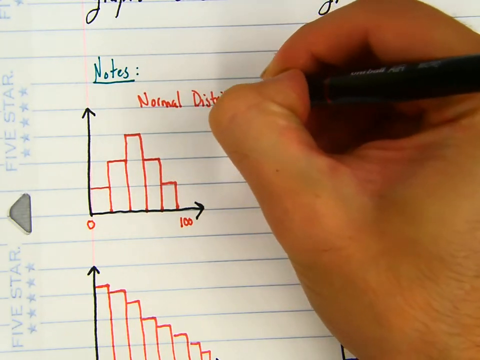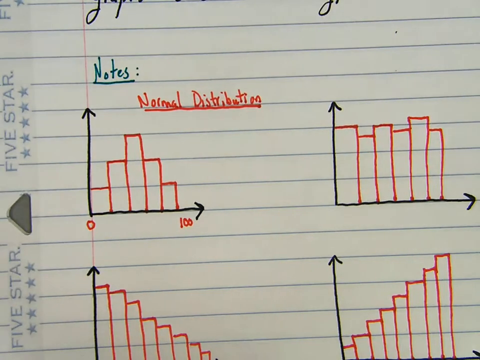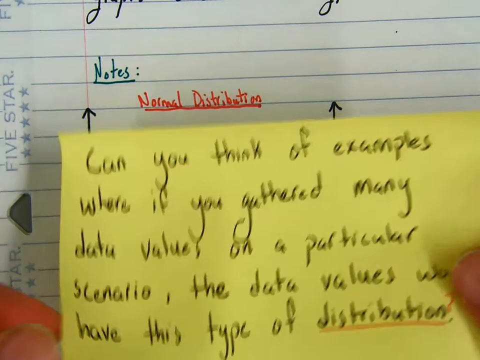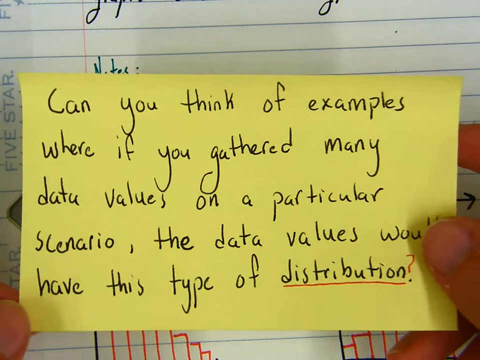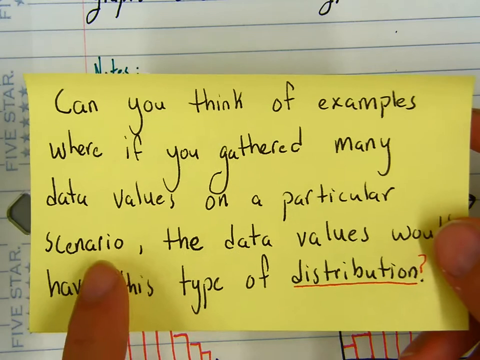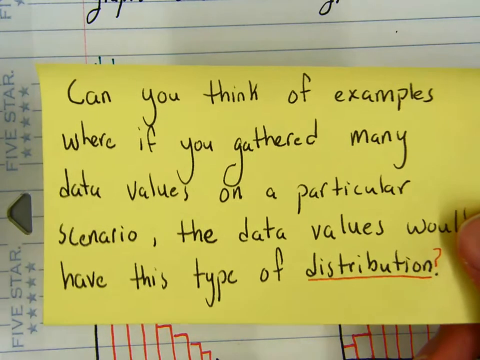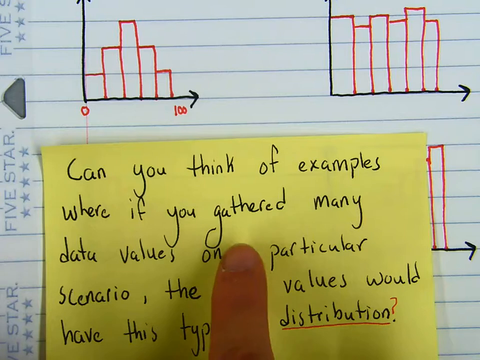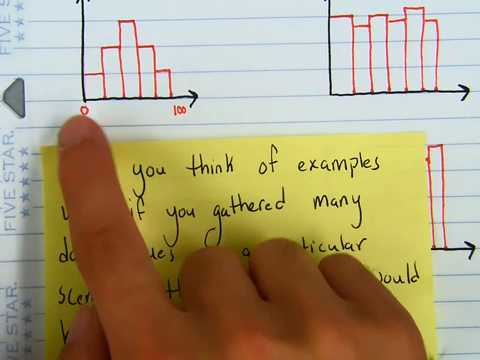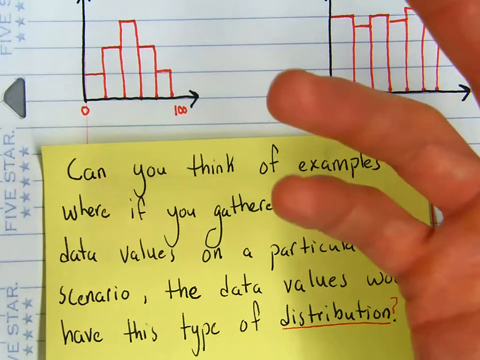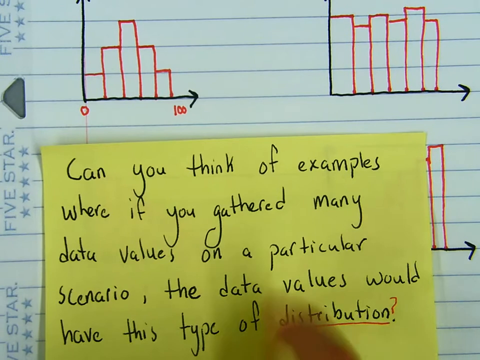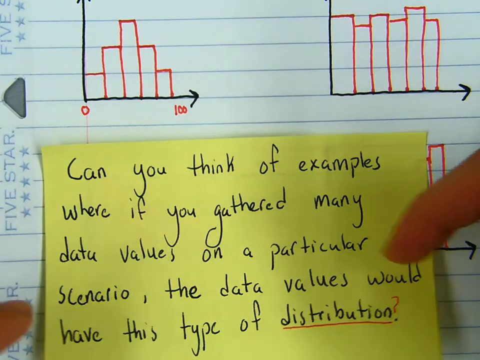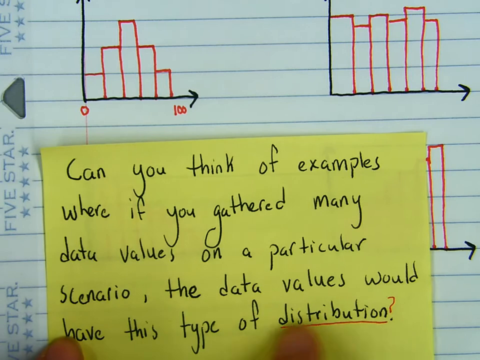can you think of real world examples where, let me get the right one. Right. Let's take a look at this question. It says, can you think of examples where if you gathered many data values on a particular scenario, the data values would have this type of distribution, right? So can you think of a real world example where if I gathered all the data on this idea, and if I were to graph that idea, the data values would have to look something like this. If I were to gather it all up and then put it on a graph, right? That's the question I'm asking you. I'll ask it one more time. Can you think of examples where if you gathered all the data values on a particular scenario or idea, the data values would have this type of distribution, okay?